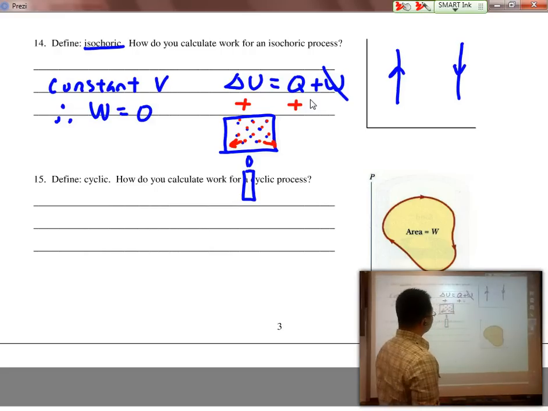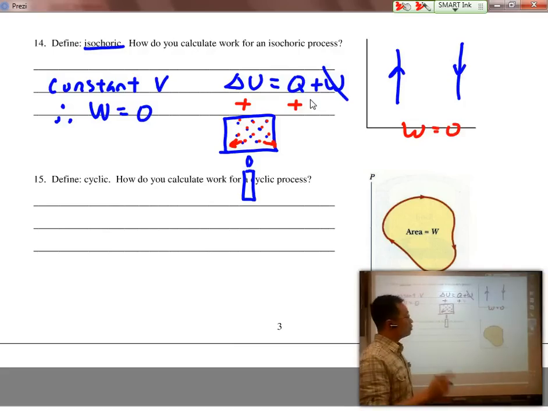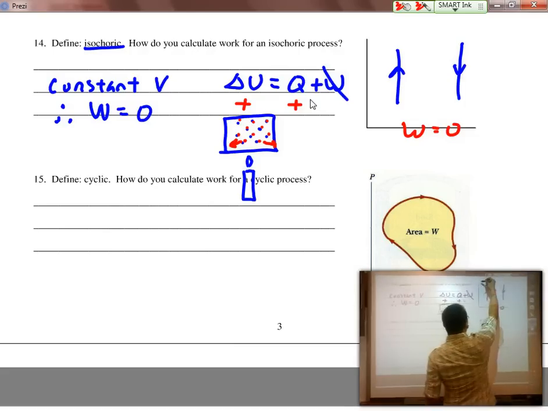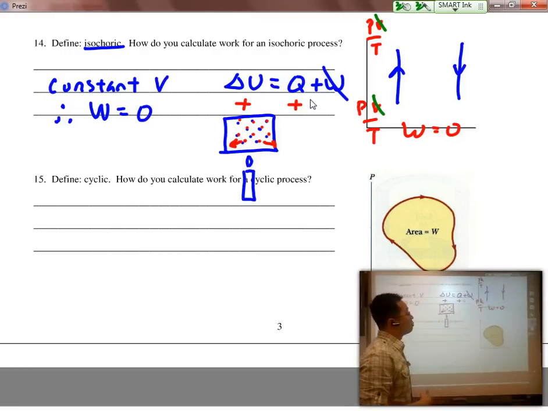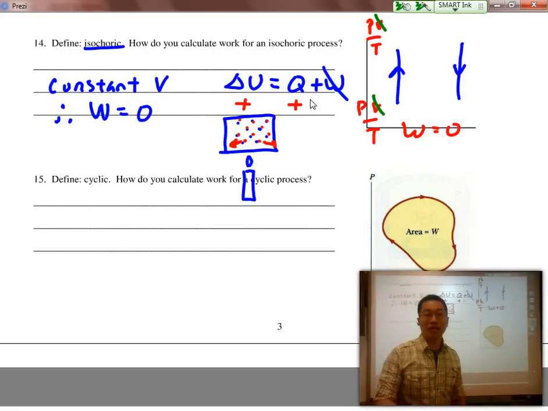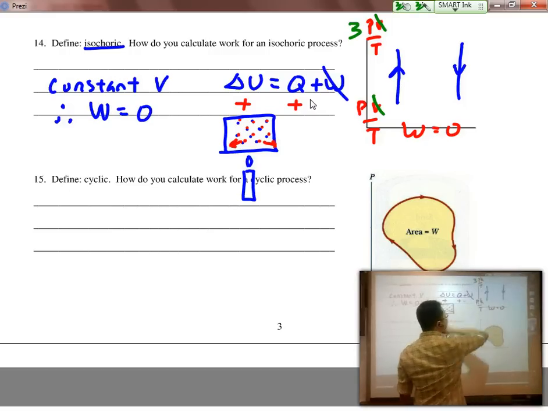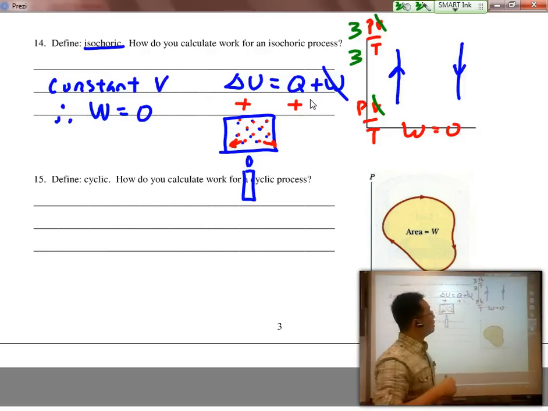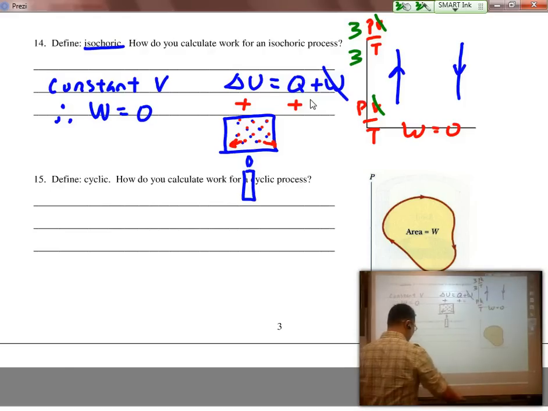Okay? So there's no work in either situation over here, but do keep in mind that we can still use PV over T equals PV over T. Volume stays the same, so it crosses out, but pressure and temperature are now directly related to each other. If I triple the pressure, I automatically triple the temperature. Okay? So this is, again, the combined gas law here, which works out very neatly in this isochoric situation.